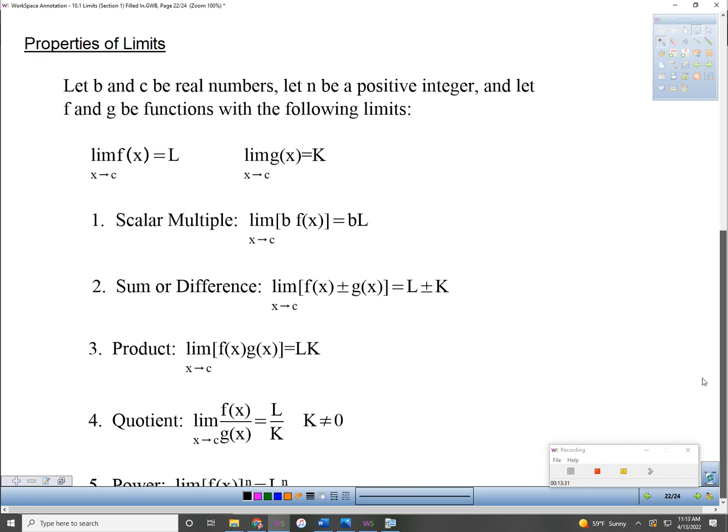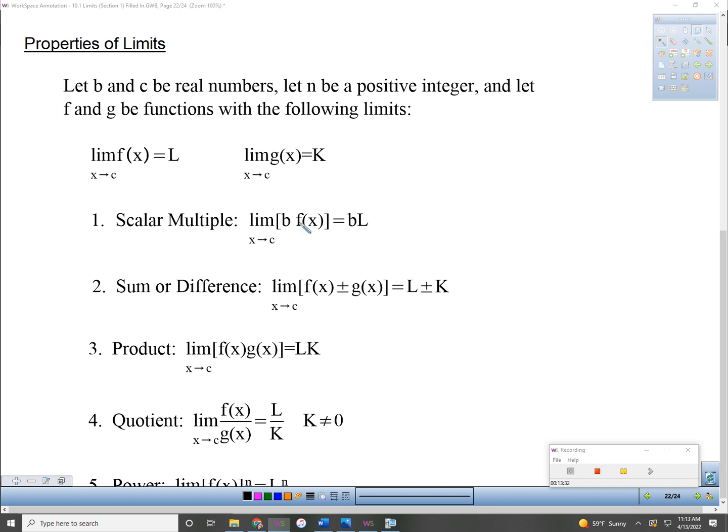All right, so some properties of limits. We're going to let b and c be real numbers, n will be a positive integer, and f and g are just functions. So if I take the limit as x approaches c of this function, I get L. Same thing with this, I get K. So if I were to take my limit here and just multiply it by a number, that's the same thing as taking the limit of my function and just multiplying it by a number.